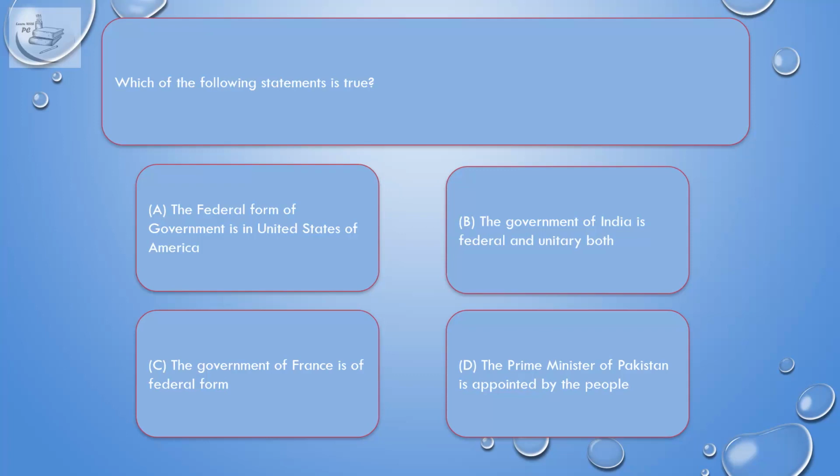Question: which of the following statements is true? A. the federal form of government is in United States of America, B. the government of India is federal and unitary both, C. the government of France is of federal form, D. the Prime Minister of Pakistan is appointed by the people. Correct answer is A. the federal form of government is in United States of America.